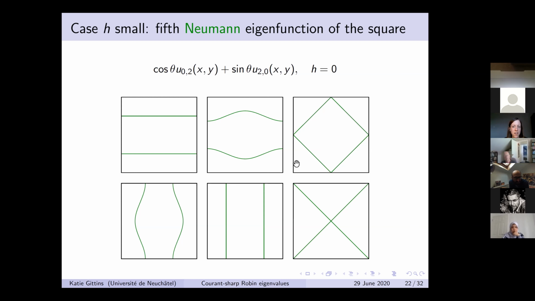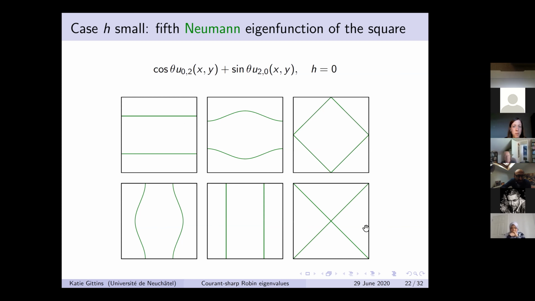I get exactly 5 nodal domains. And then I increase theta, and you see that the number of nodal domains changes from 3 to 5 to 3 to 4 and then to 3 again. But this is all in the same eigenspace, and there is this change in the number of nodal domains.